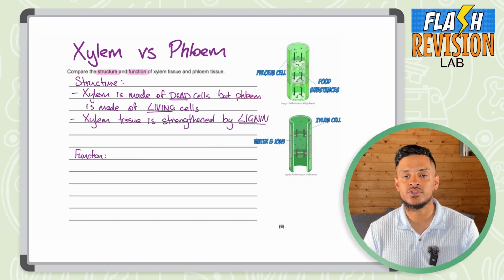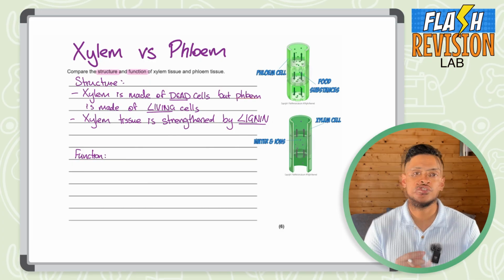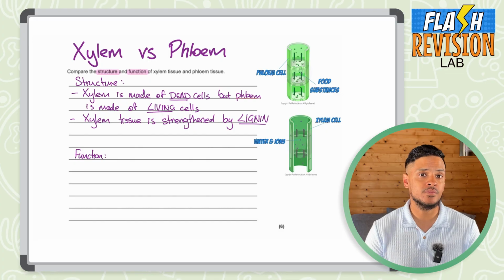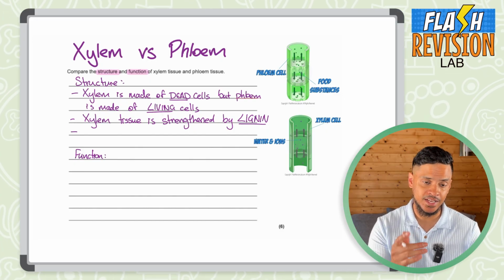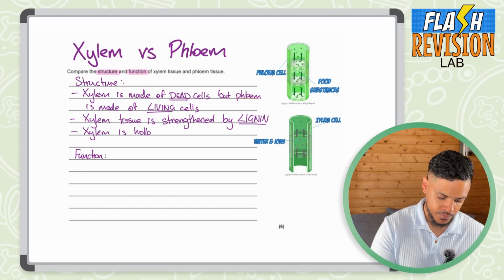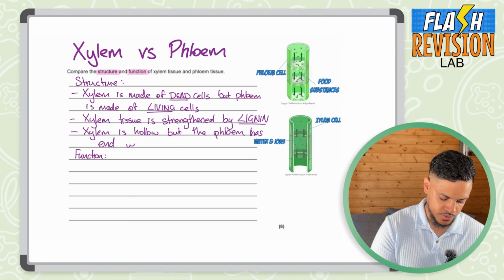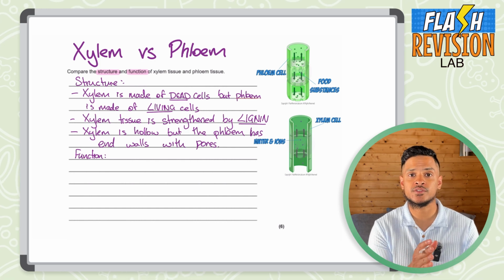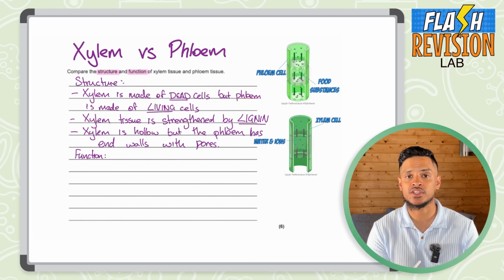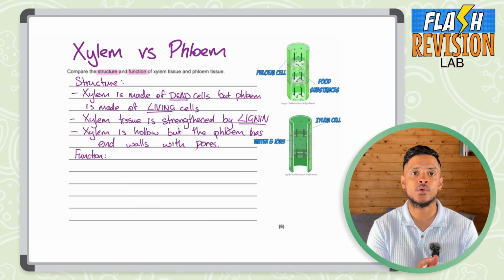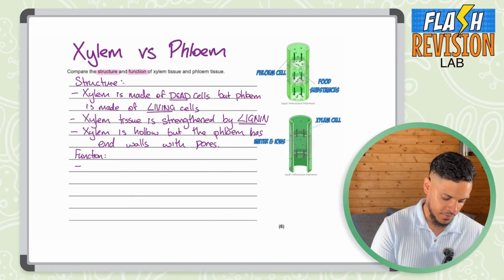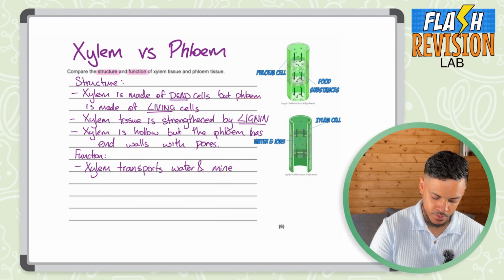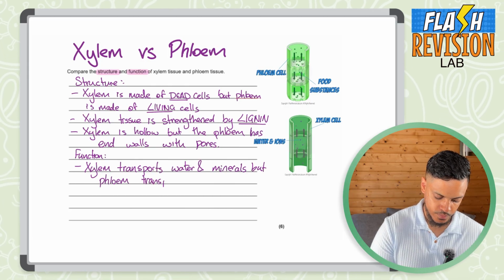Another difference that you can mention is how their end walls look. So phloem tubes are made up of end walls with tiny pores in them, whereas xylem tubes don't have those end walls, they're completely hollow. So xylem is hollow, but the phloem has end walls with pores. Now let's talk about the differences in their function. They both transport things, but the xylem transports water and minerals, whereas the phloem transports sugars. So we can write that down as the points for the function. The xylem transports water and minerals, but the phloem transports sugars.